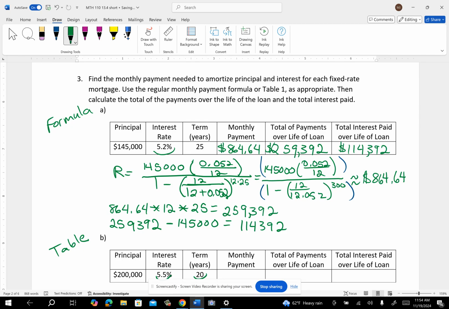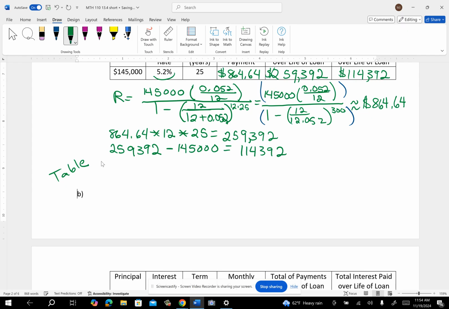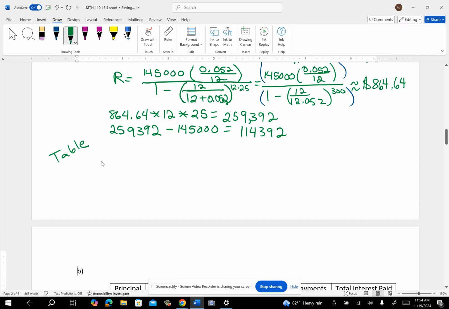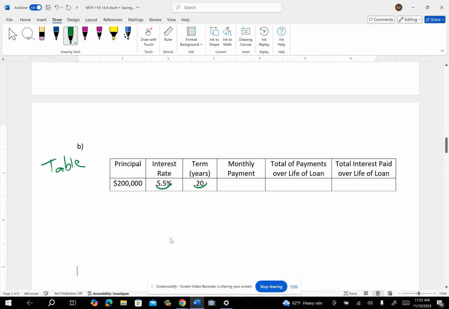All right, let's try another one. But what I did on the second one, remember, is I made it a little easier to calculate the monthly payment. I'm going to move it even a little further down. Okay, so on part B, we're able to use the table because of the percentage and the term being nice. Okay, so we're going to go to that table. And we're going to look for the 5.5 and the 20.